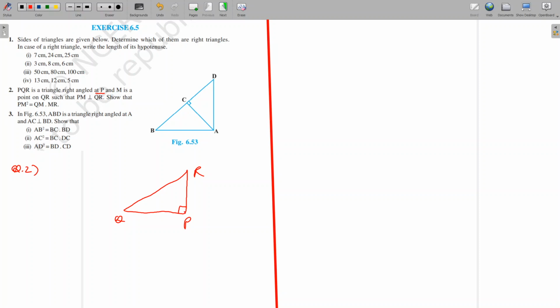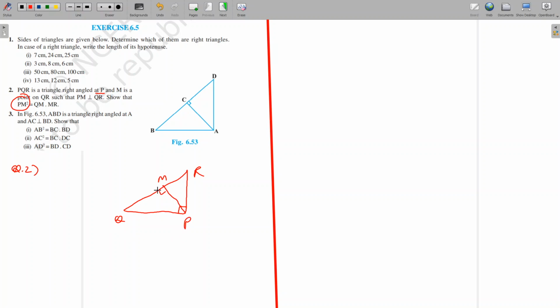We will draw a perpendicular from here on QR. This is PM. PM is perpendicular to QR. Now we have to prove that PM square equals QM into MR. What is required is PM square.